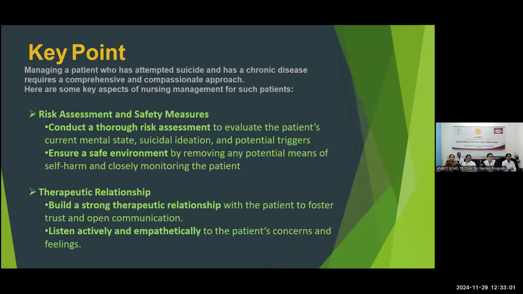The key point is that managing a patient who has attempted suicide and has a chronic disease requires a comprehensive and compassionate approach. Here are some key aspects of nursing management for such patients. Risk assessment and safety measures. As we nurses are mostly in contact with the patient, we can identify these symptoms early. Conduct a thorough risk assessment to evaluate the patient's current mental state, suicidal ideation, and potential triggers. Ensure a safe environment by removing any potential means of self-harm and closely monitoring the patient.